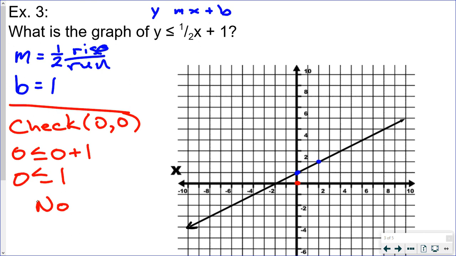That is not true. Wait, sorry. What happens when I do this on Sunday afternoon? 0 is less than or equal to 1.